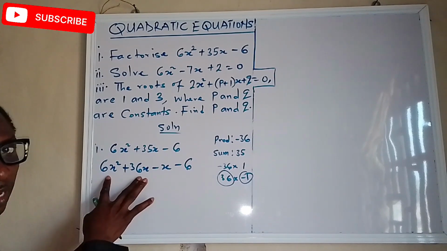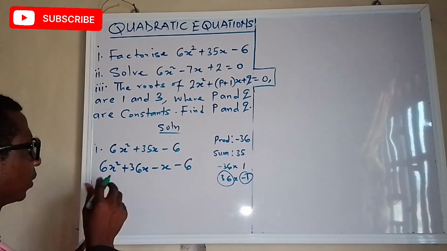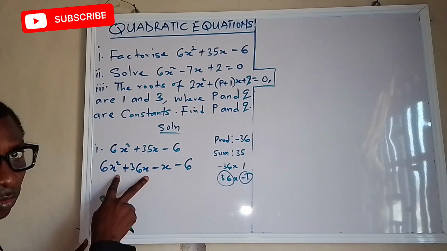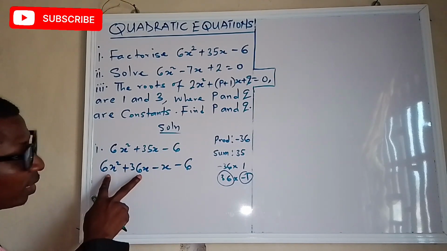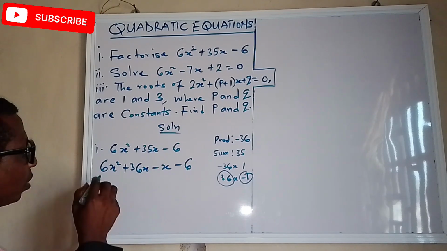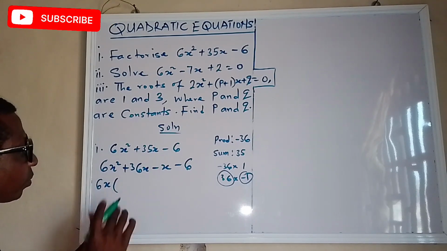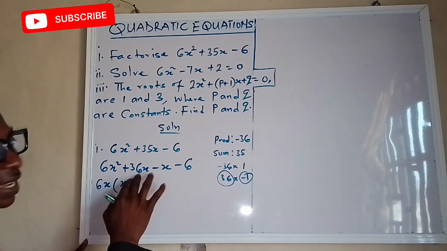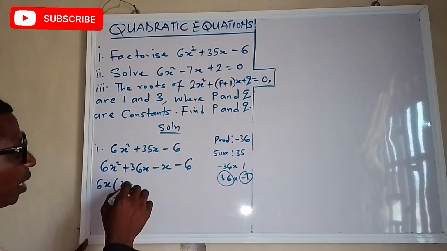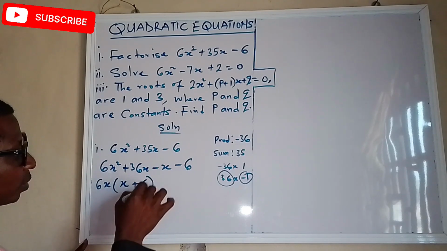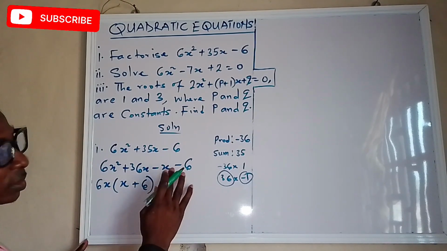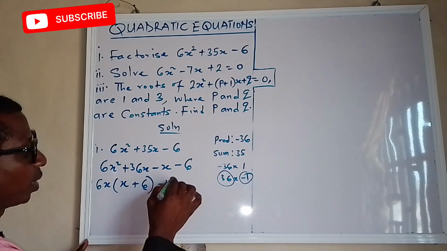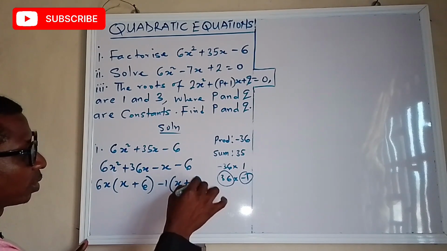All right, so here now you factor out 6. Because 6 is common, and x is also common, we can now say that 6x is common to these two terms. So we have 6x. When you divide this by 6x, you are left with x. Divide this by 6x, you have plus 6. Okay, look at these two terms. The common factor is minus 1. We have minus 1, open bracket, x plus 6.